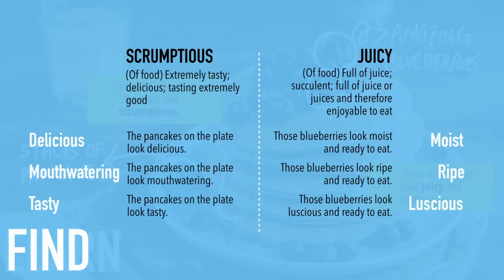Very good. One more time after me. Luscious. Very good. Now let's see how we can literally have the same sentence and only replace 1 word with these new words we've looked at. Okay, here we go. Those blueberries look moist and ready to eat. Those blueberries look ripe and ready to eat. And finally, those blueberries look very good, luscious, and ready to eat.